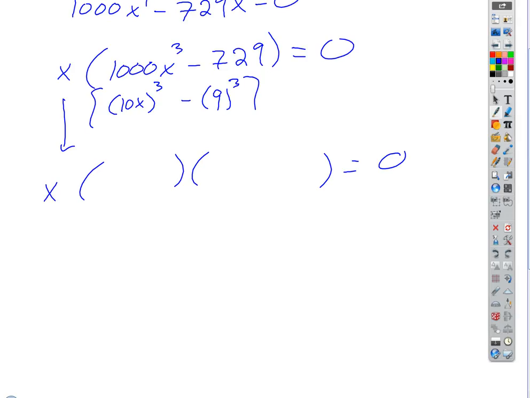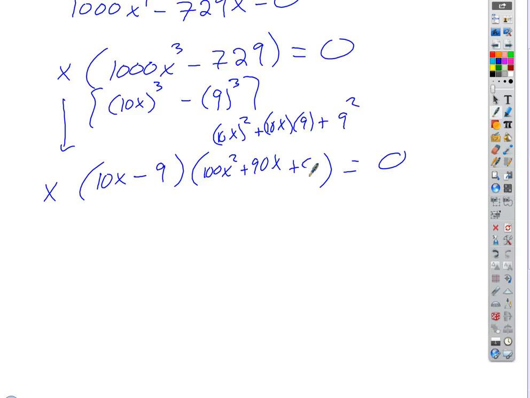So difference of cubes is just gonna be A minus B times, what? 100x squared. Good, it's gonna be 10x squared, which is 100 times x squared, plus AB, which is 90x, that's just 10x times 9, plus B squared. 9 squared, which is 81. We can't do that. Right.